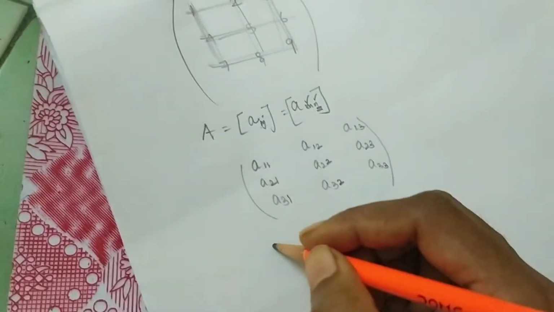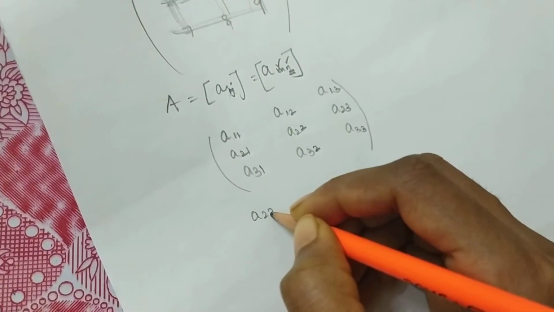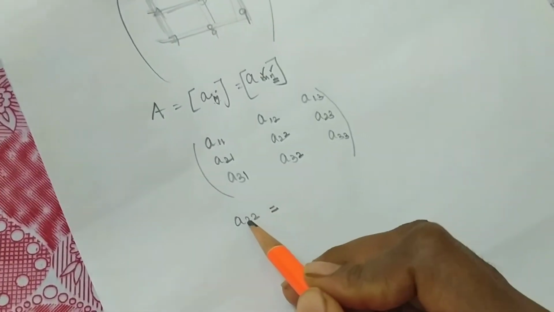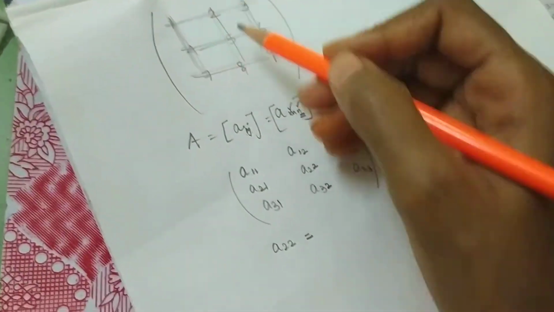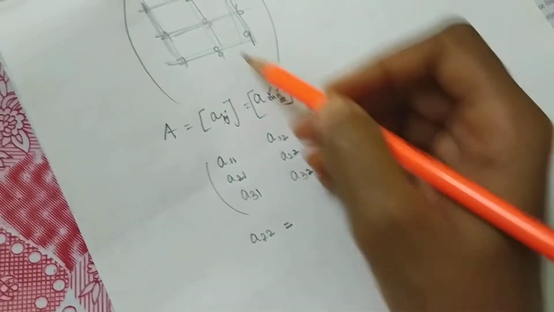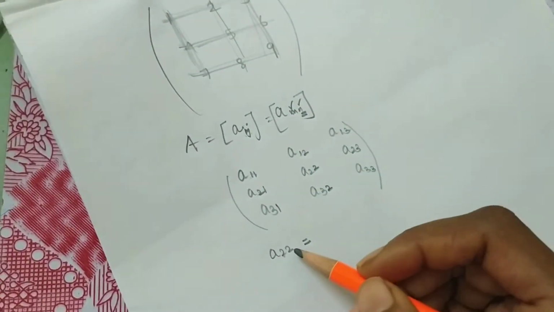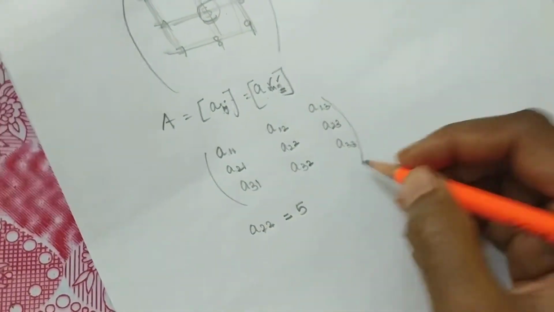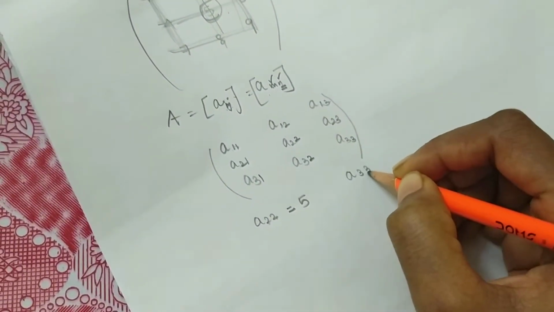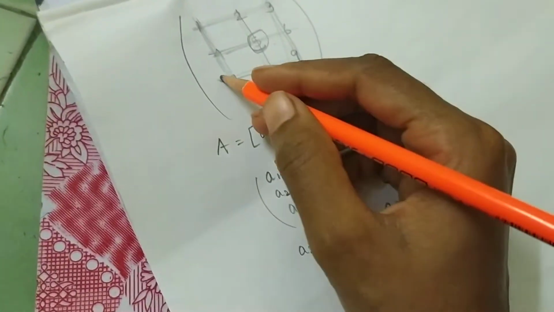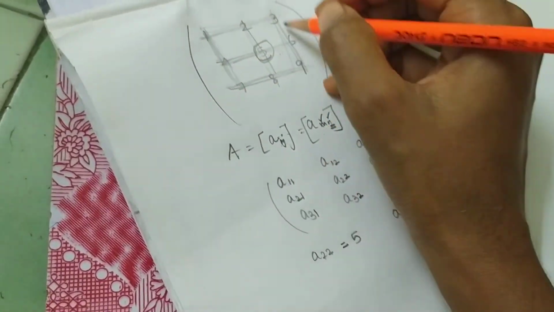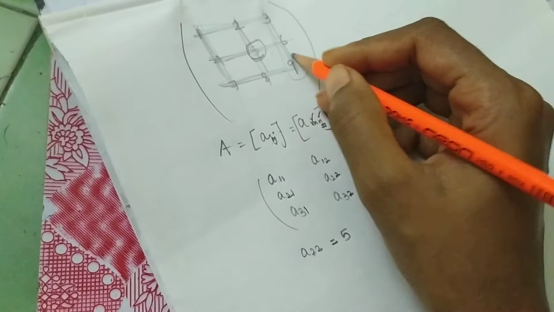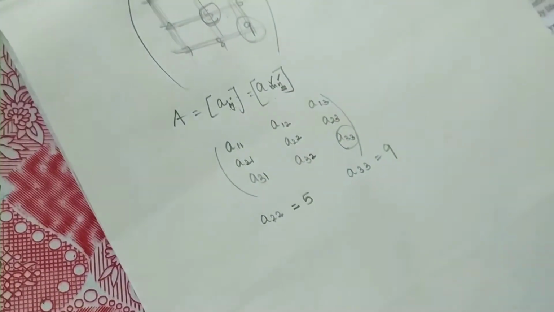If they are asking to find A22, that means second row, second column. First row, second row, first and second column. So what is this? 5 is the answer. If they are asking A33, A33 means third row, third column: 1, 2, third row, third column, 1, 2, 3. This is 9. So 9 is the answer.